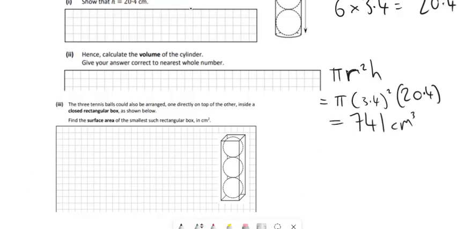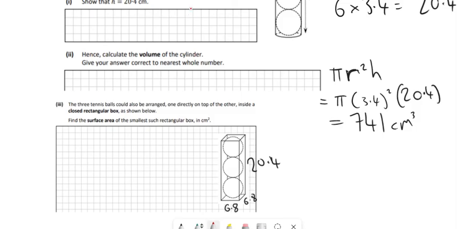Now for this last part, the height of the box will still be the same. It's 20.4 as the cylinder above. The side, because it's still 2 radii, so it's 3.4 plus 3.4, so that's 6.8. The bottom has to be, and then the side has to be 6.8 as well.